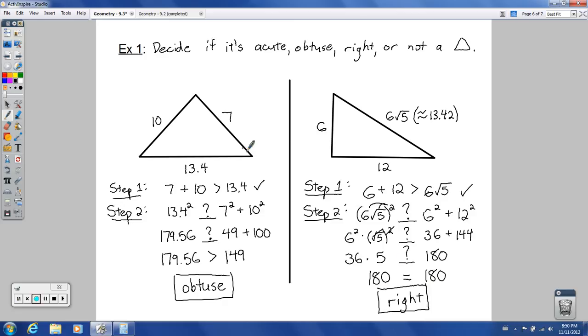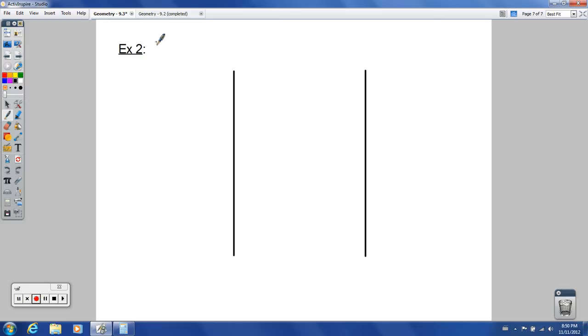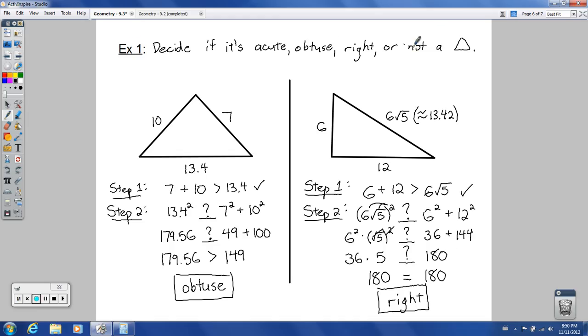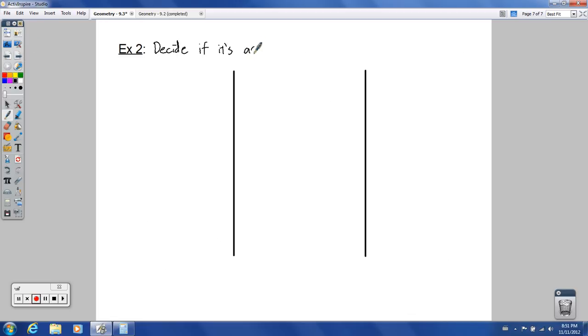And so let's practice a couple more of these, but this time I'm not going to draw the triangle. I'm just going to give you 3 side lengths, and we're going to decide from there what we think. So the same thing as before. To start, decide if it's right, and why don't I just keep this consistent with the way I had it before. So decide if it's acute, obtuse, right, or not a triangle. So let's write that the same way. Decide if it's acute, obtuse, right, or not a triangle.